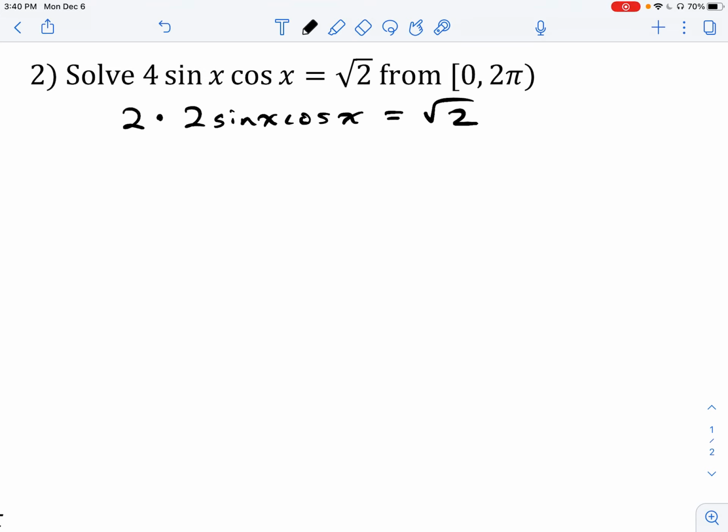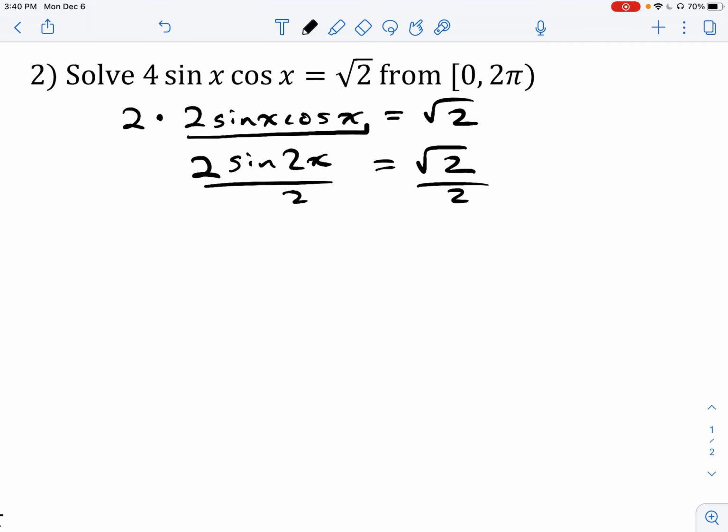We identify that this here is equivalent to sine of 2x. So we have 2 times sine of 2x is equal to root 2. We can divide both sides by 2 now. Sine of 2x is equal to root 2 over 2. And you could try to do the substitution right now, or you can solve this the way that we had done previously, which probably makes the most sense here.